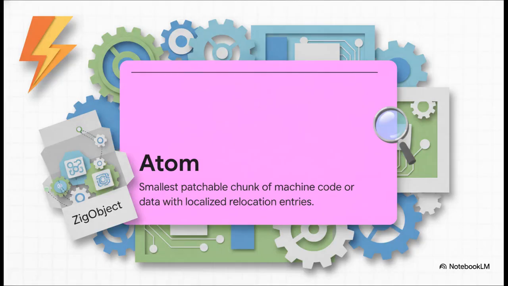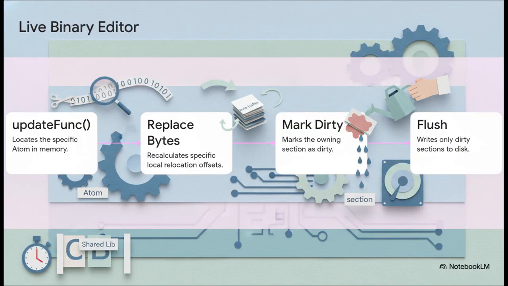But the real magic here is how the linker handles what Zig calls atoms. Instead of generating traditional object files on a disk somewhere, Zig maintains this live data structure right in memory, called the Zig object. Inside this object are atoms. Think of them as the smallest patchable chunks of machine code, like a single function. Crucially, these atoms contain localized relocation entries. This means the compiler doesn't have to go and recompute some massive global table every single time you make a tiny tweak. This setup essentially turns Zig into a live binary editor.